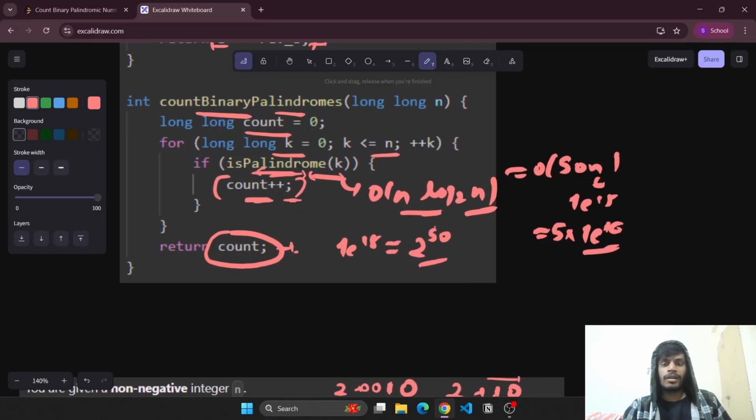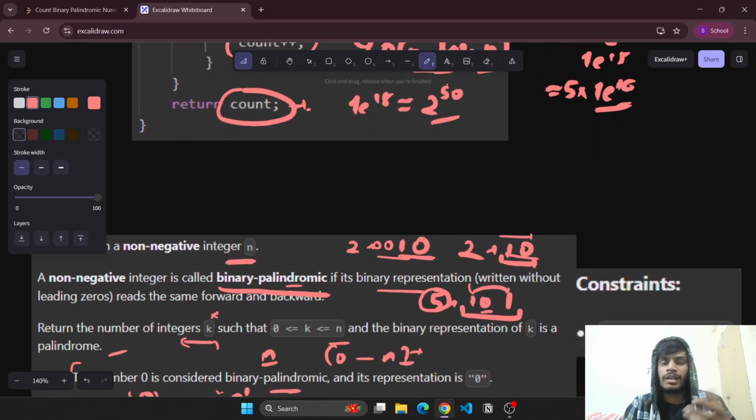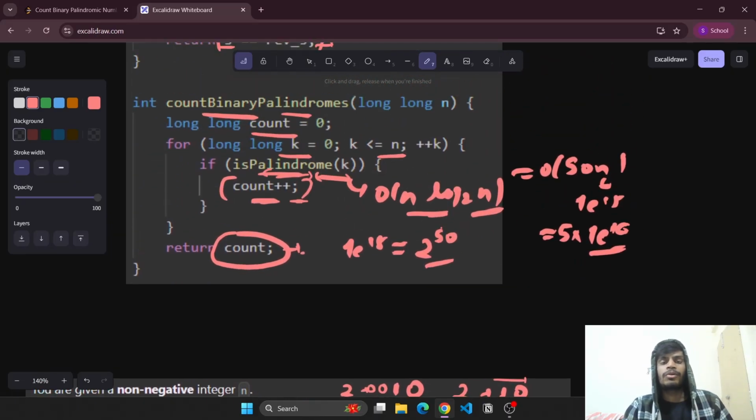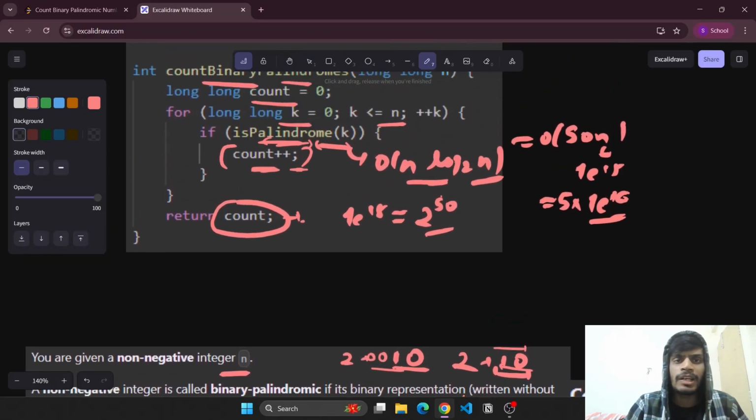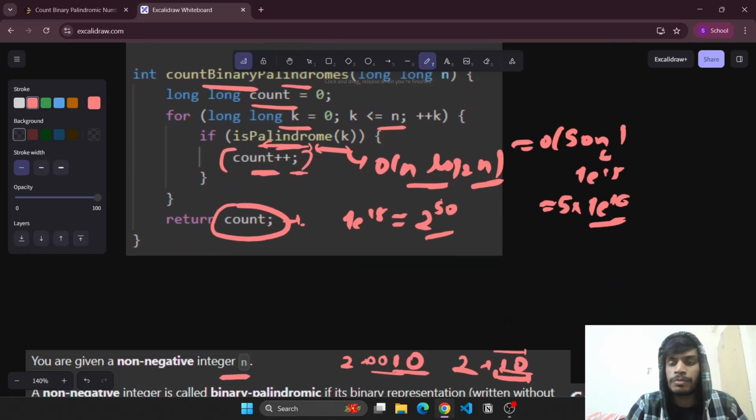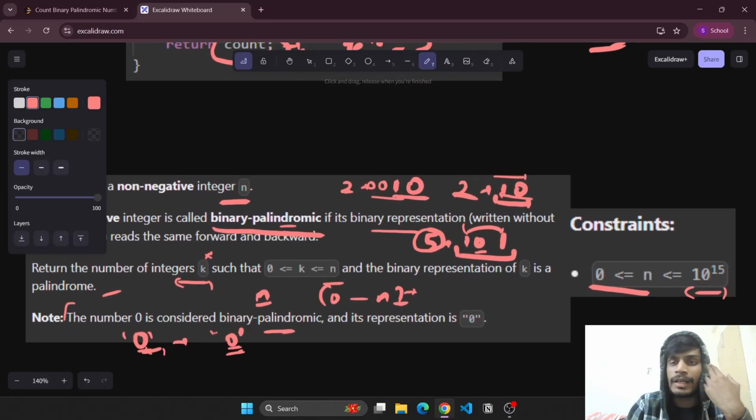Okay, hence if the constraints were till 1e6 or 1e7, then this approach would have worked. But here we need to get rid of this brute force approach, because obviously this is not going to get accepted here.